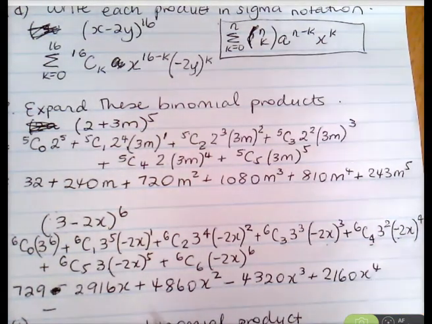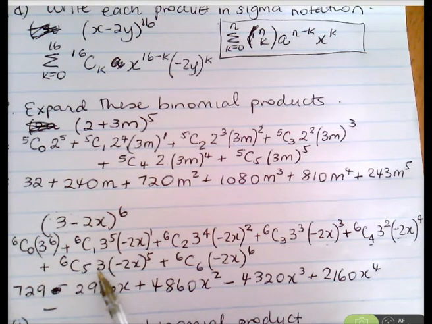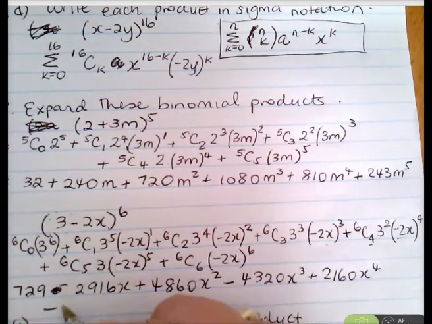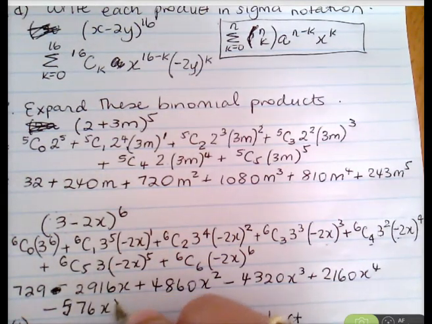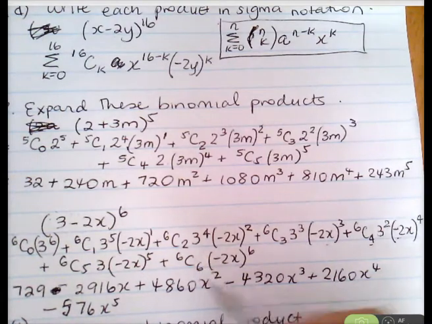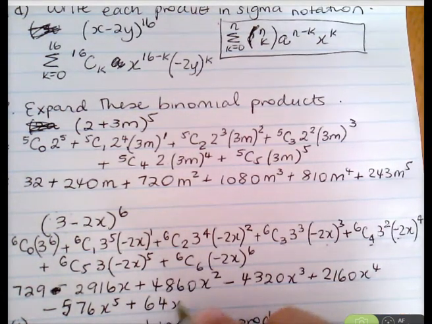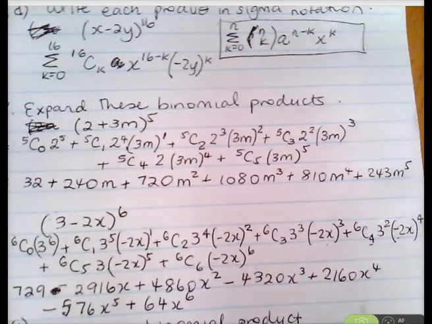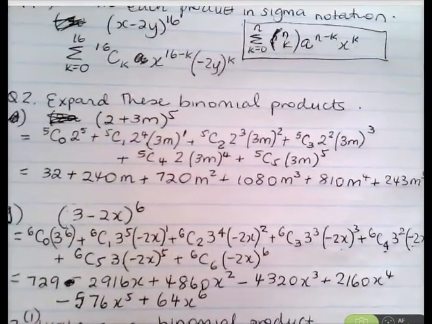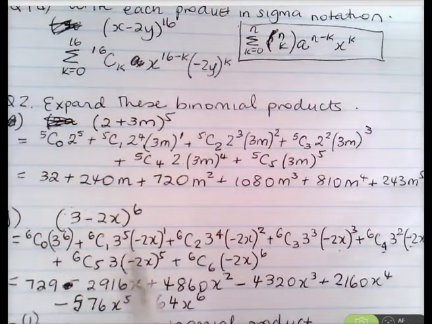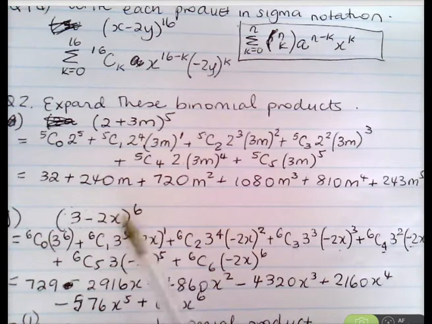Then the next term will be a negative, so minus. Now 6 choose 5 is just 6, times 3 is 18, times negative 2 to the power of 5 is negative 32. So multiplying those, you get 576x to the power of 5. 6 choose 6 is 1, negative 2 to the power of 6 is plus 64x to the power of 6. So that is your expansion for 3 minus 2x all to the power of 6.